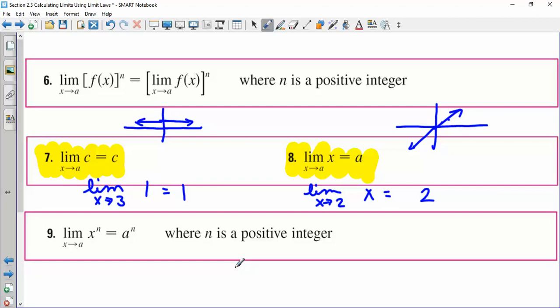Number 9 is telling us if we have the limit of x to a power, we can just plug in. So if I said the limit as x approaches 3 of x to the 4th, I don't have to make a table of values. I can just plug that in. It's going to be 3 to the 4th, which is 81. So these are giving us shortcuts for how to evaluate our limits without actually making that table or drawing a graph.